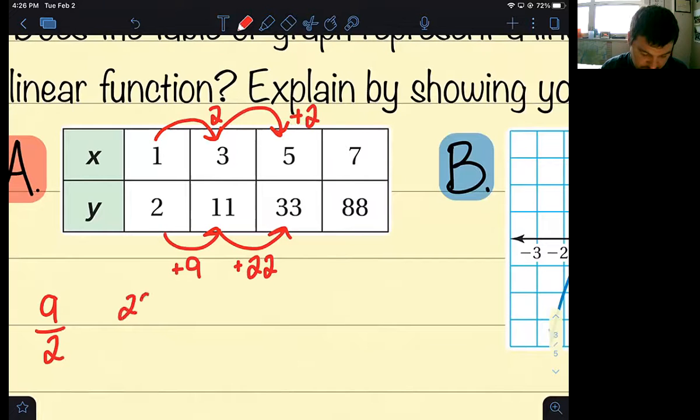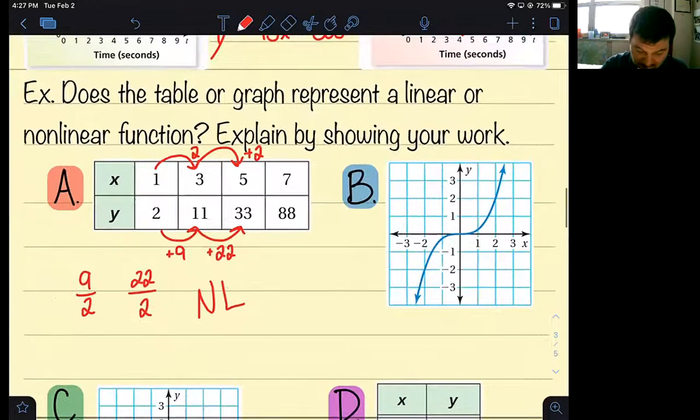Okay, so we went from a slope of 4.5 to a slope of 11. That's a different rate of change. This is nonlinear. I'm just going to put NL for nonlinear. You can do that on your work paper. That's fine. Okay. Now, be careful.